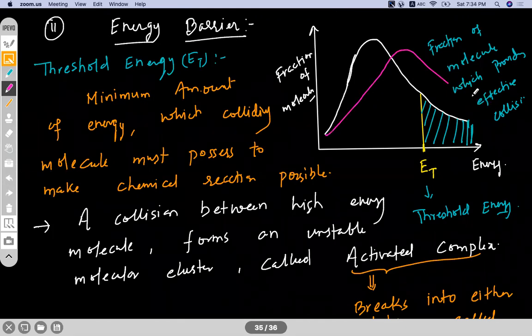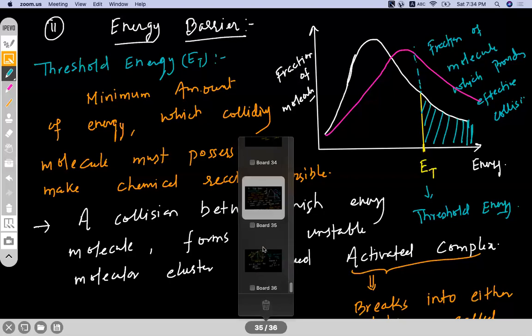It goes like this and comes like this. You see, the threshold energy is the same, it is not changing. The graph shifts towards the right, so more molecules can provide effective collisions. That's why at higher temperature the rate of reaction increases, because the collision frequency has increased. So the threshold energy won't change with temperature. Whatever temperature you have, it will be the same, and it is fixed for a reaction. Understood this point? Any doubt?